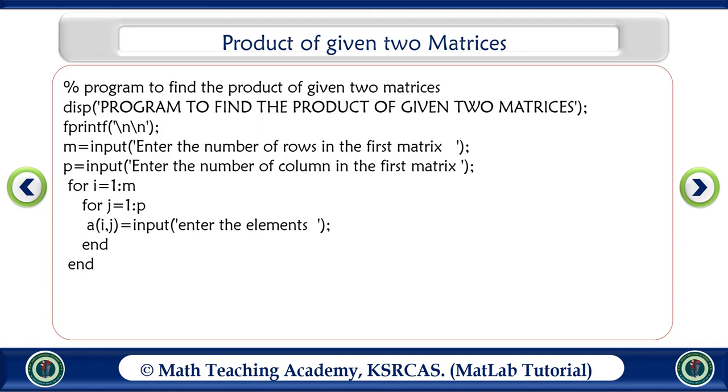Now after all the elements have been entered, we have to reshape the elements a of I comma j in the matrix form with the help of the command a is equal to reshape a comma m comma p. This command will display the matrix A in the command window. And then fprintf \n. This command will create two empty lines on the command window.